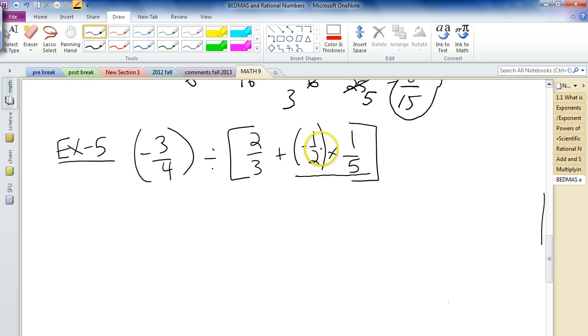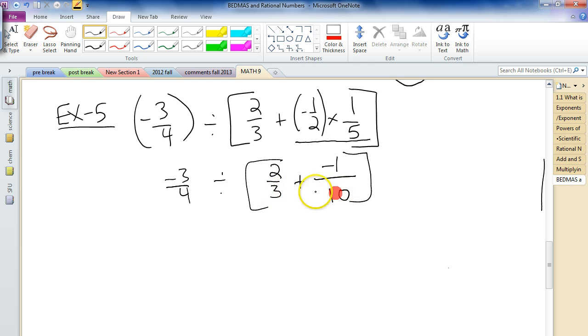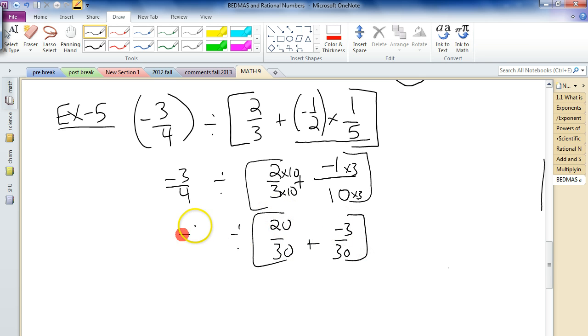Let's underline that. Negative 1 times 1 is negative 1. 2 times 5 is 10. Negative 1/10. Add that to 2/3. Bring everybody else down. We're going to add these two together. You need a common denominator. It's going to be 30. So something over 30 plus something over 30. You get to times that by 10, times that by 10, that's 20. Times this by 3, times that by 3, that's negative 3. So that's in there, divided by negative 3/4.